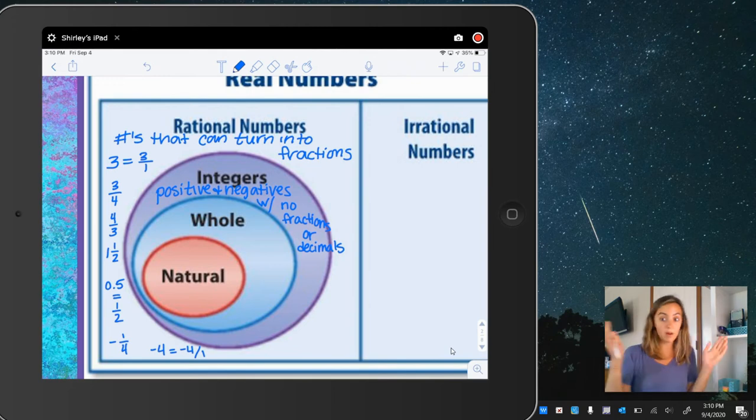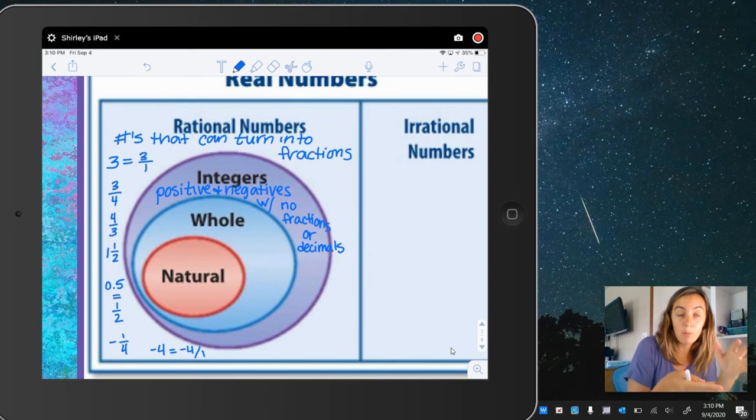Okay. So again, real numbers, everything. Rational numbers are everything that you can write as a fraction. Integers, your positives and your negatives, not including any fractions or decimals. So now we're going to make that group a little bit smaller and we have the set of whole numbers. So can you think about what I can do with a set of numbers to condense them a little bit?